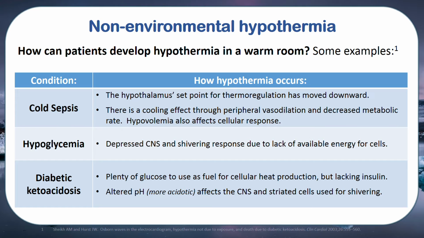We talk about hypoglycemia. Once again, if these people are hypoglycemic and outside, or just in a cool room, they could get a little hypothermic at that point. Diabetic ketoacidosis, once again, there's plenty of sugar available, but there's no insulin. So they can't use that fuel to shiver anymore. They've lost that ability, so it's things we have to think about to add in to the hypothermia.